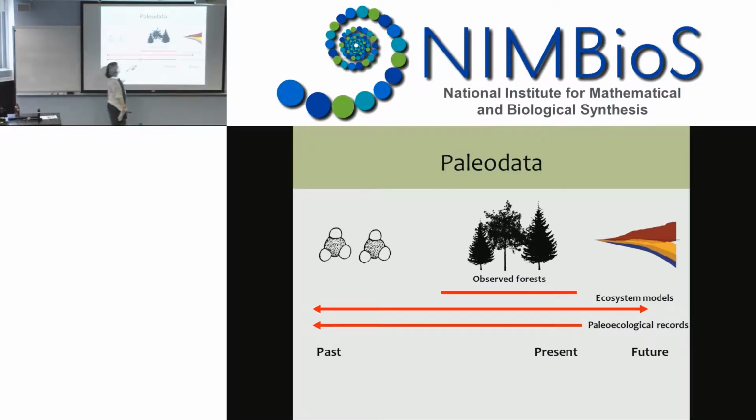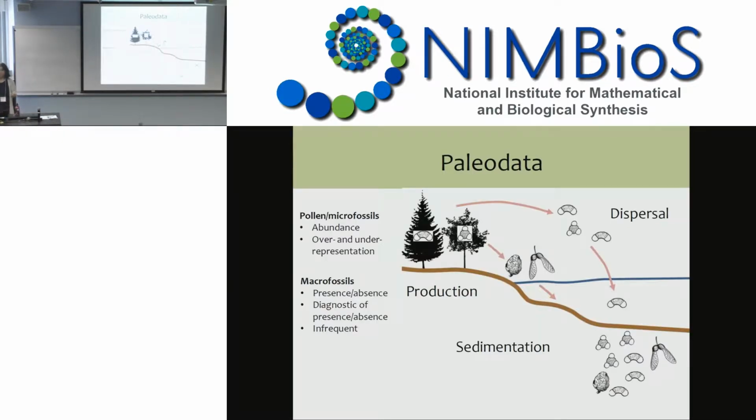If we want information about the modern landscape, we can go out and directly observe it. Okay? We can also use these ecosystem models to make predictions into the future and the past. But the best line of evidence that we have to really figure out what was happening in the past with respect to the ecology and the climate is this paleo data. So it's some indirect evidence of what was happening back in the past.